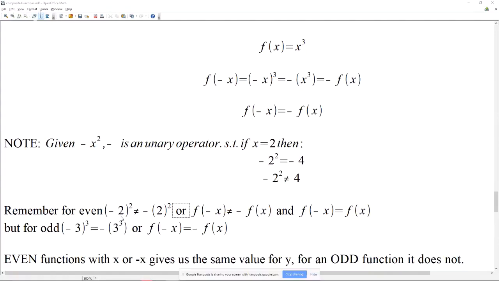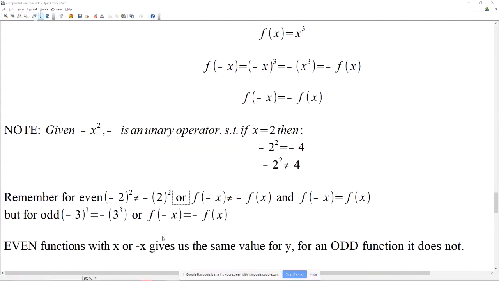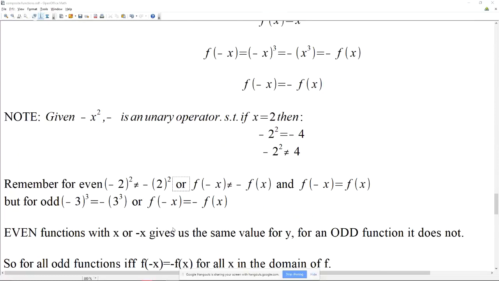That doesn't work with these even numbers. That's why this is so critical to memorize. It just happens to work for odd. So you don't have to really memorize these things that I'm showing you. I just want you to be familiar with it.